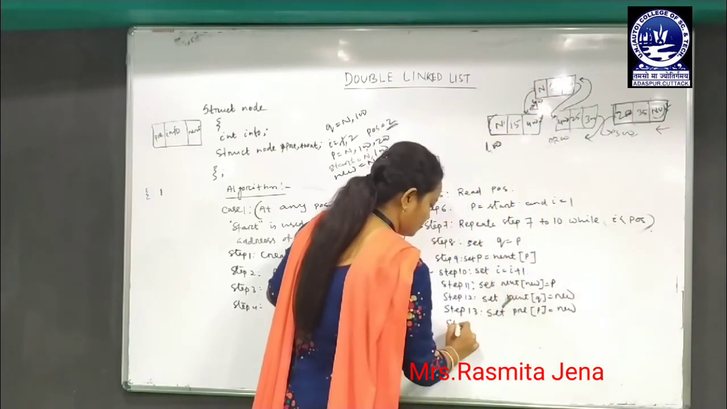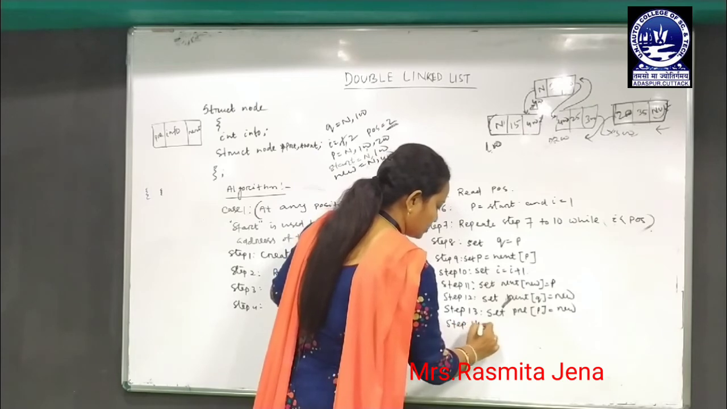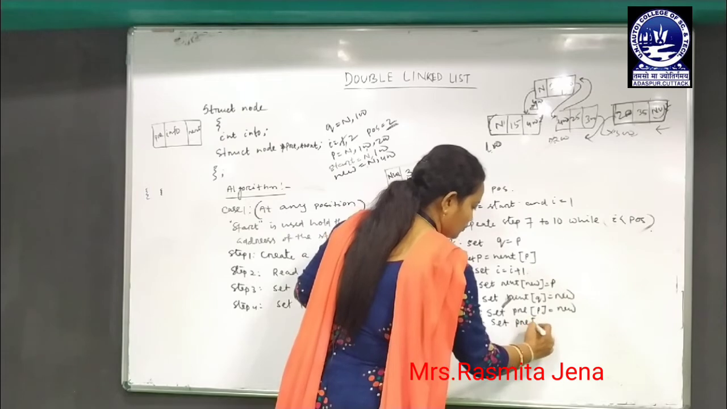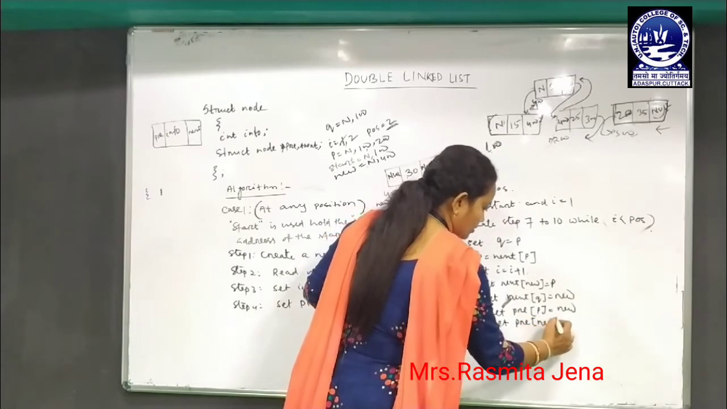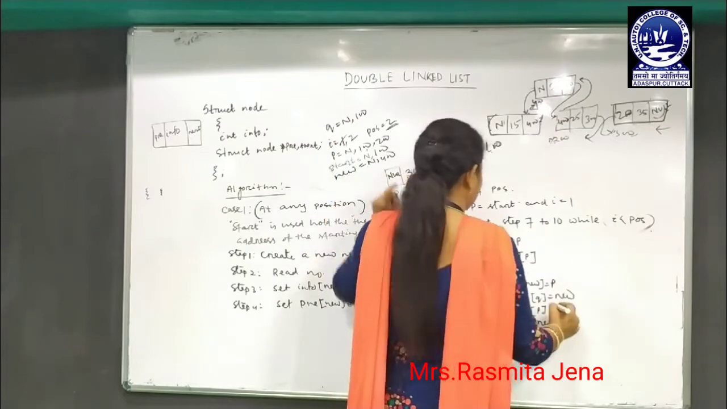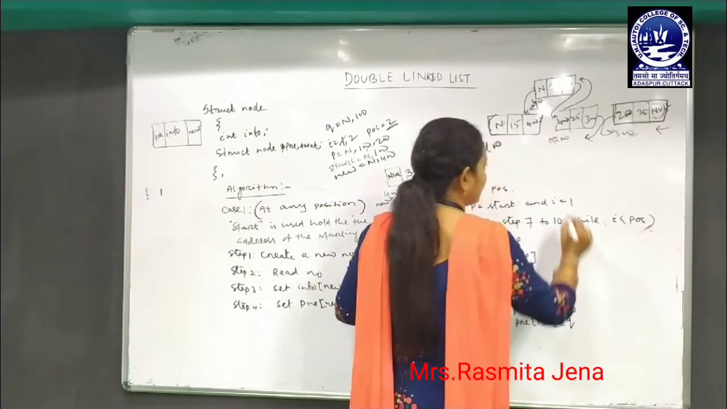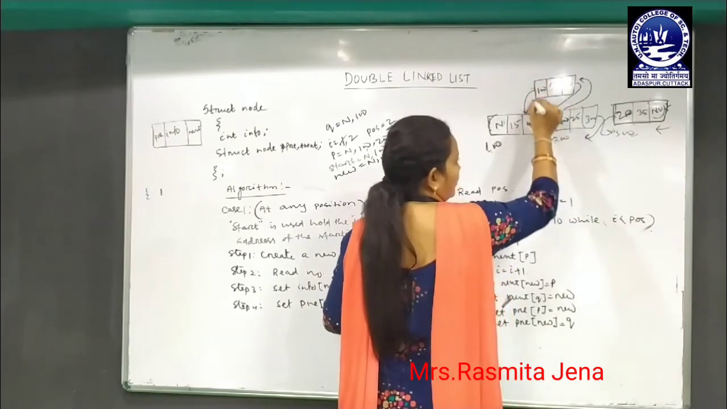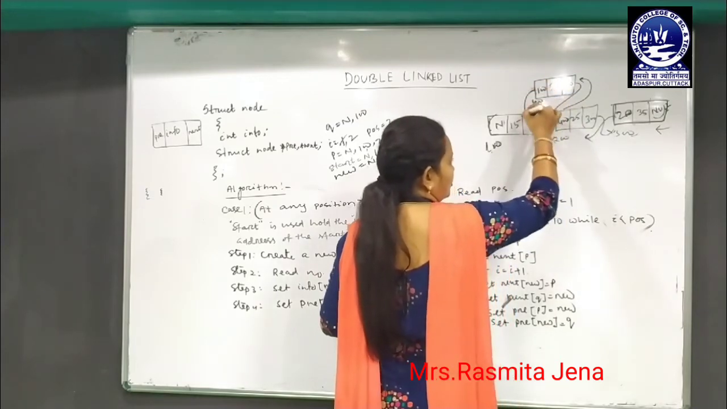Then in step 14, set pre of new equals to 100. 100 is contained by Q. So just write Q. So this is 100. So when I write 100, this will point to this.